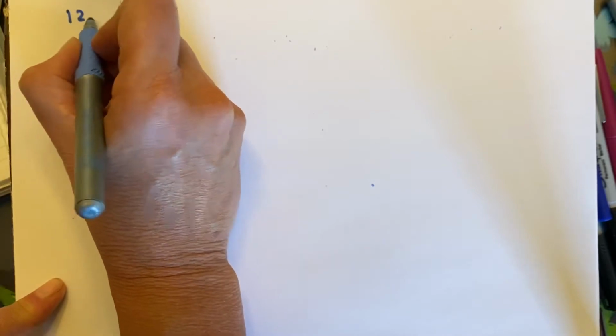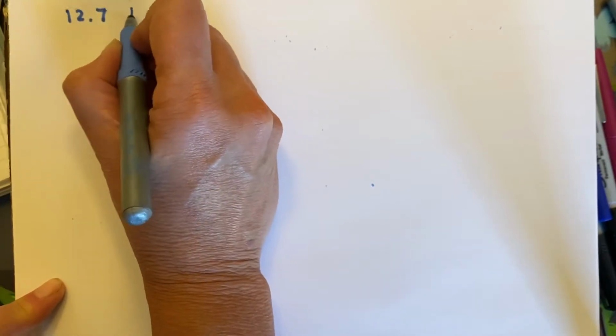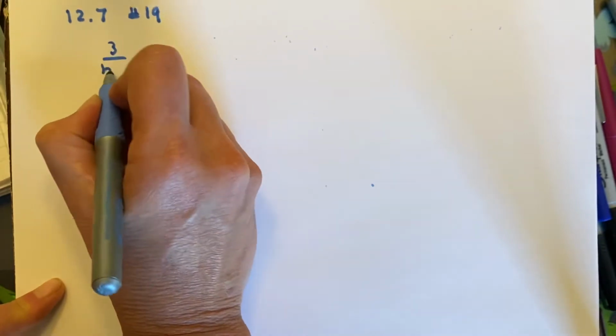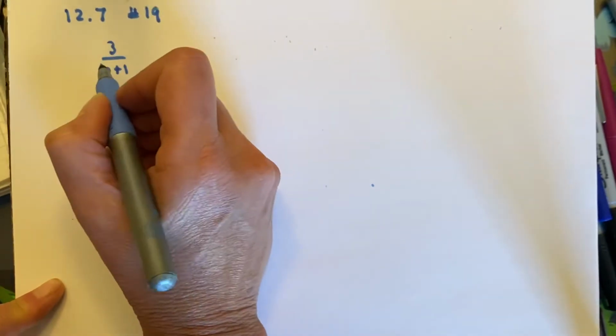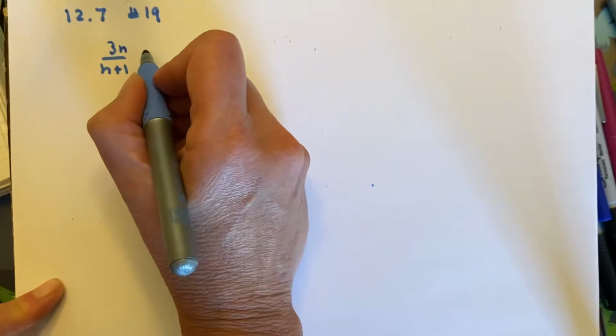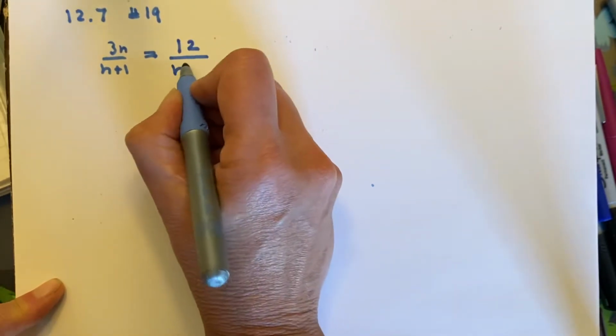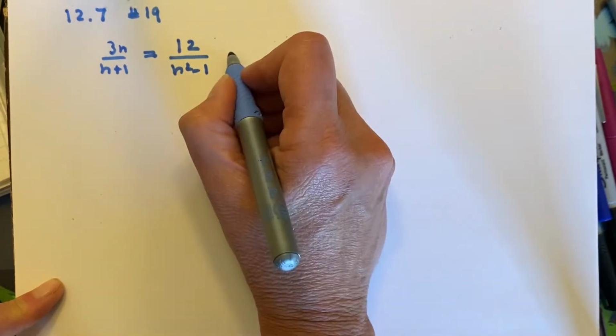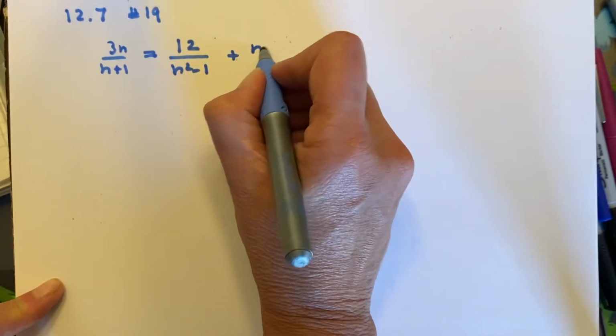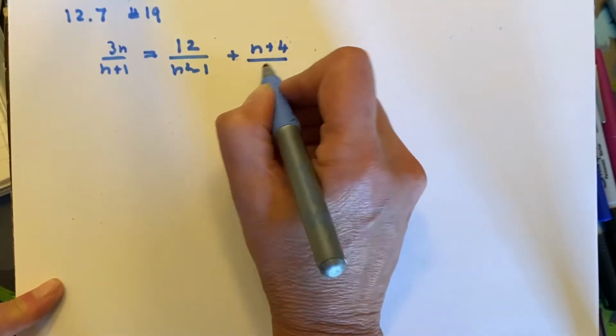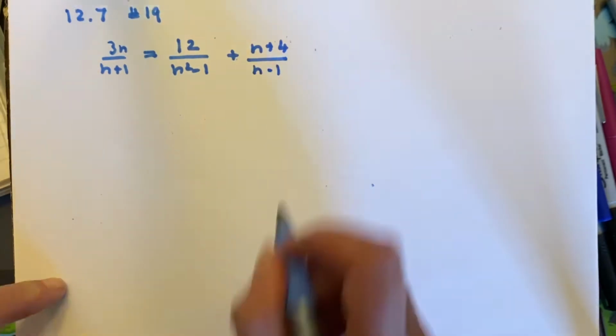All right, I'm gonna do some of the problems you asked me about in class this morning and post that on the site. So this is number 19. 3n over n plus 1 equals 12 over n squared minus 1 plus n plus 4 over n minus 1.